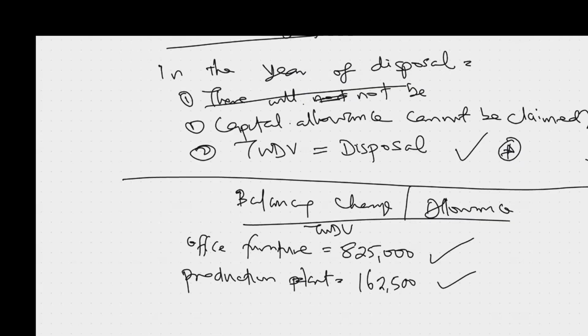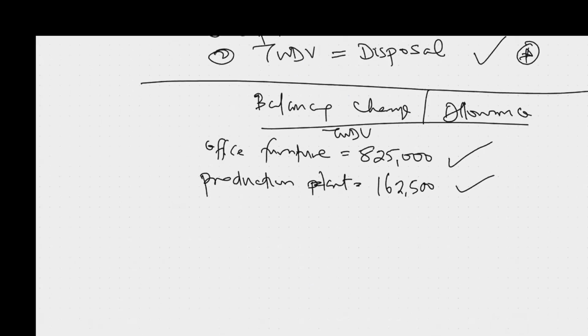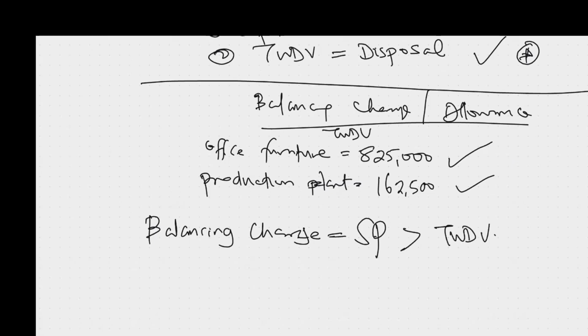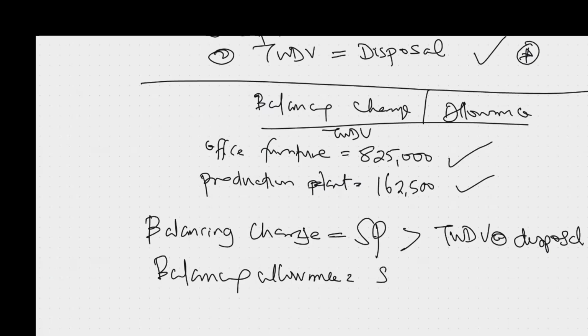You remember when I was teaching you balancing charge and balancing allowance, I said balancing charge is a situation where your sales proceed is greater than your tax written down value at disposal. Balancing allowance is a situation whereby your sales proceed is less than the tax written down value at disposal.